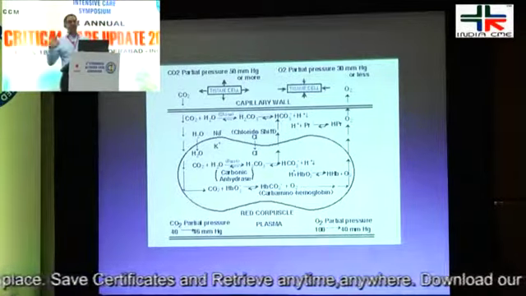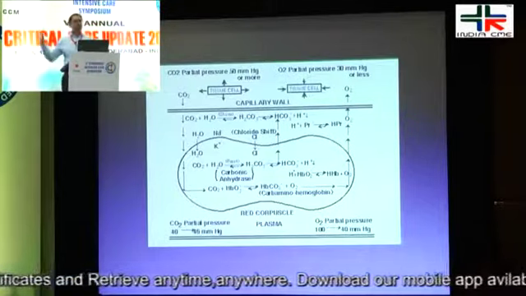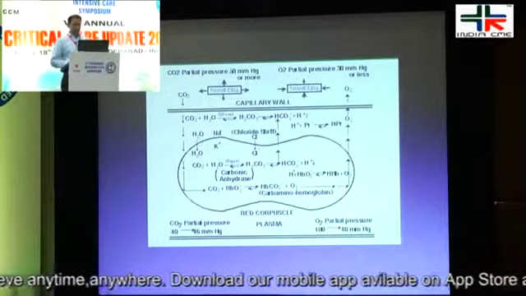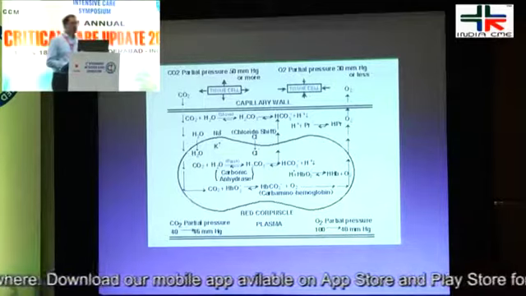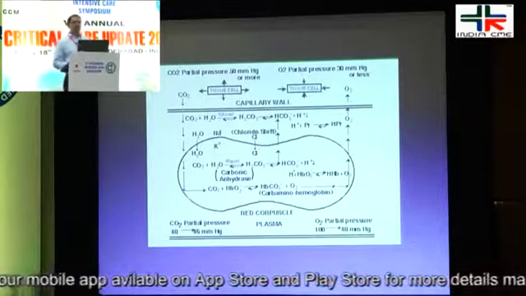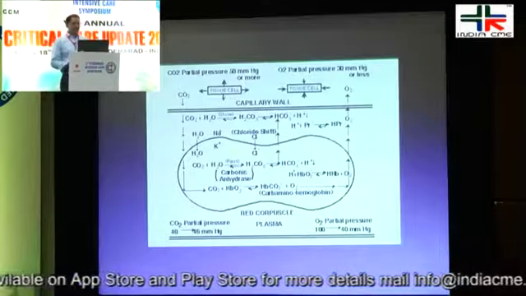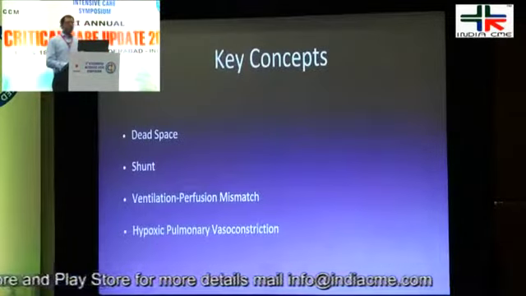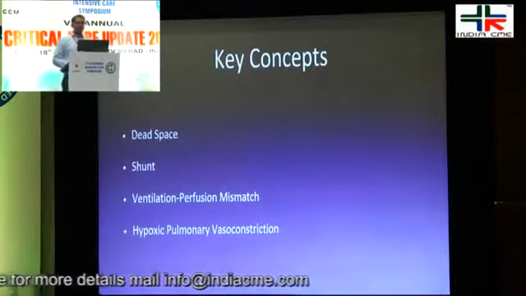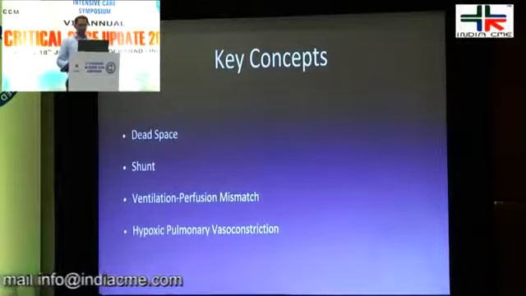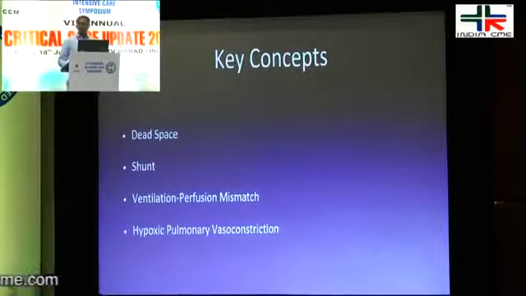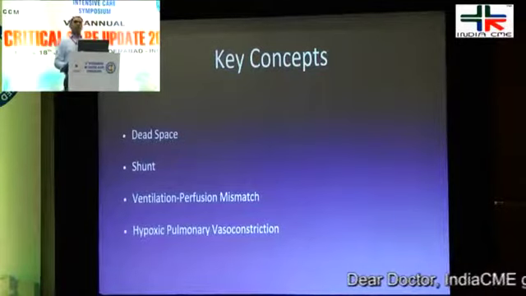But essentially, respiration and oxygenation involves all this. And you've seen several slides from the previous speakers in terms of how you can actually oxygenate a person based on the physics and the physiology of the normal human anatomy. The key concepts which have also been mentioned earlier include dead space, which is no blood with airflow, shunt, which is blood flow without air, the ventilation perfusion mismatch, and the concept of hypoxic pulmonary vasoconstriction.